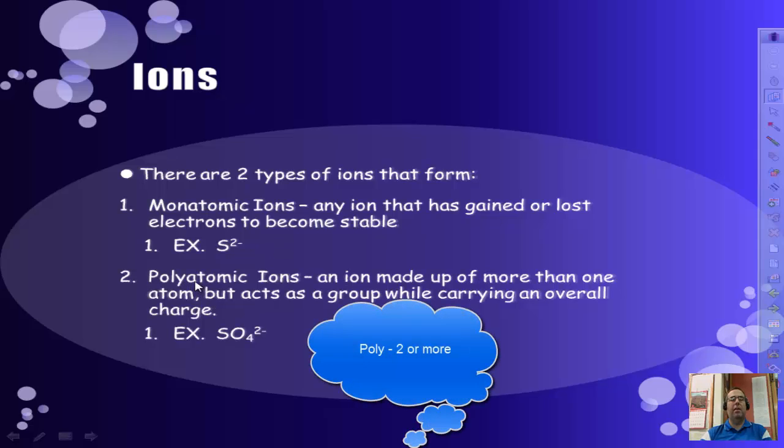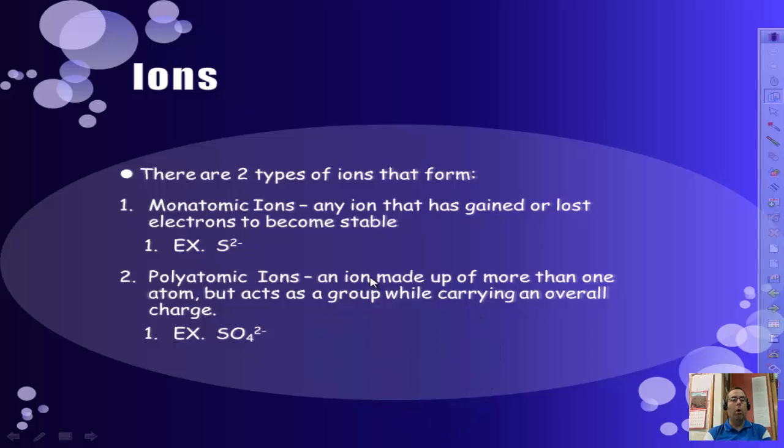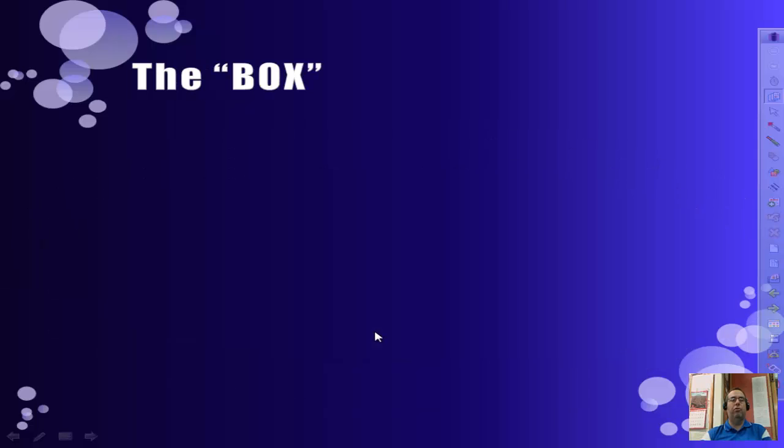When I look at the second ion, poly means 2 or more. A polyatomic ion is just going to be an ion that is made up of more than 1 atom, but acts as a group while carrying an overall charge. When I look down here, I have 1 sulfur and 4 oxygens. That whole thing is acting as a group, but it has gained 2 electrons to become stable, so this whole thing has a 2- charge.